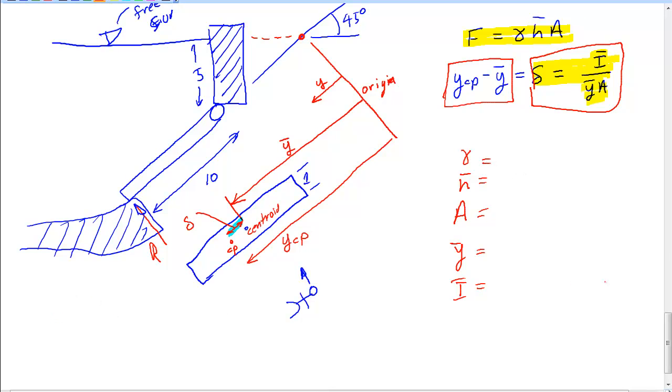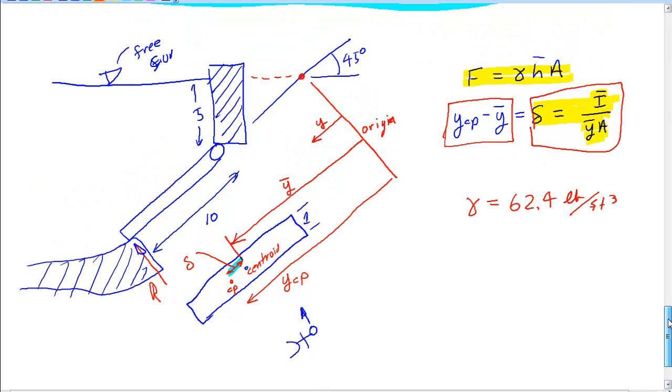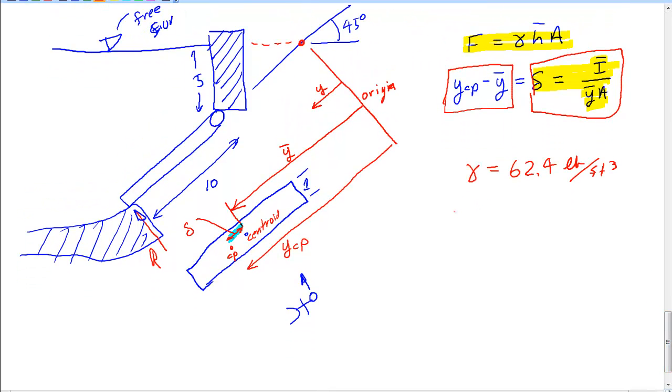So let me go over here, and I'm going to do it right there. Here, let me change my handwriting, make it a little bit better. I'll tell you, gamma is 62.4 pounds per cubic foot. Now I'm going to tell you that area. Well, the area of this thing is a 10 by 1, so it's 10 feet squared.